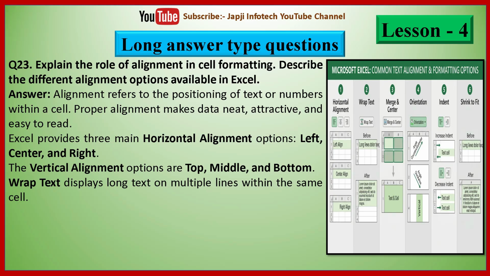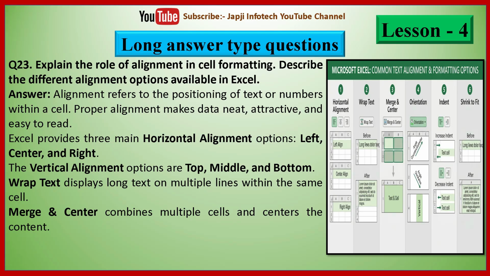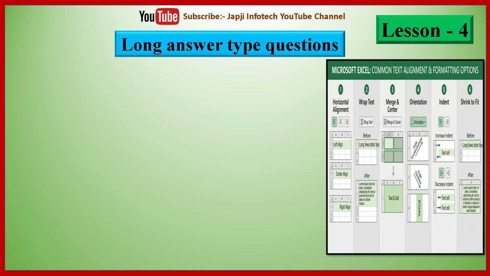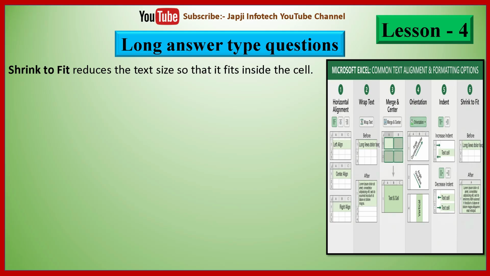Wrap text displays long text on multiple lines within the same cell. Merge and center option combines multiple cells and centers the content. Orientation allows text to be rotated at different angles. Indent moves text inward from the cell border. Shrink to fit reduces the text size so that it fits inside the cell.